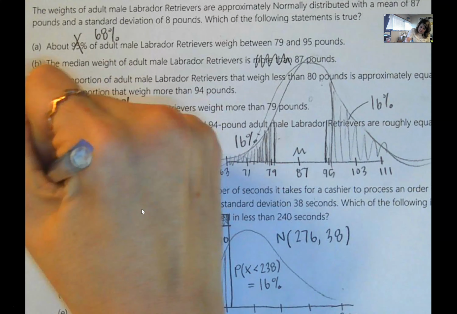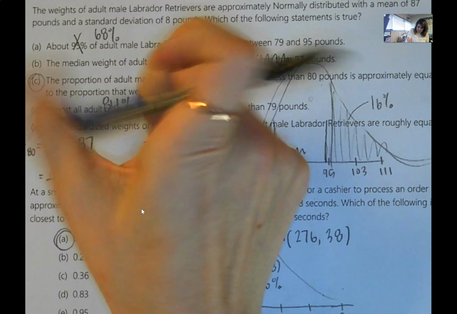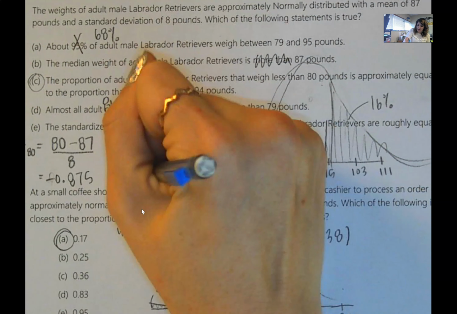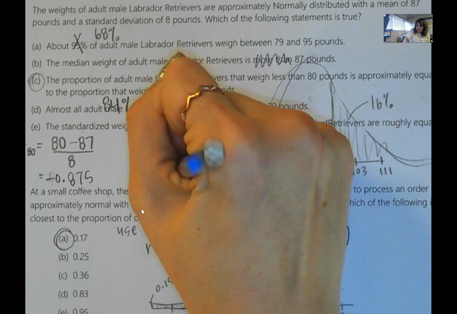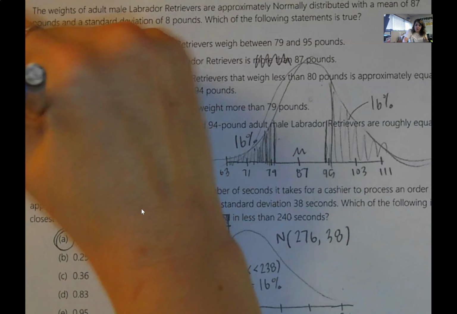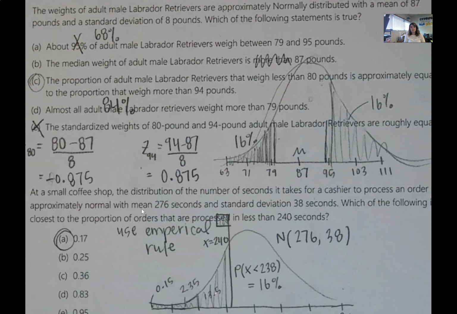negative 0.875. And for the 94 pounder, I get 0.875. These are not roughly equal because one is negative and one is positive.